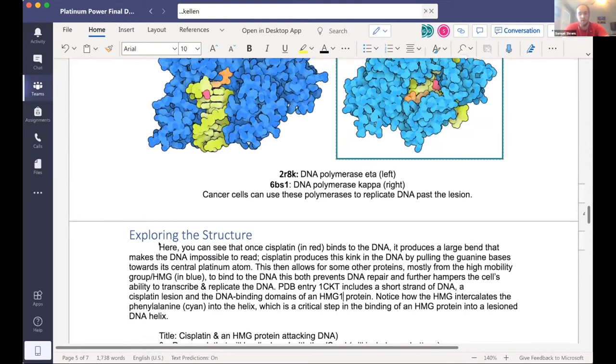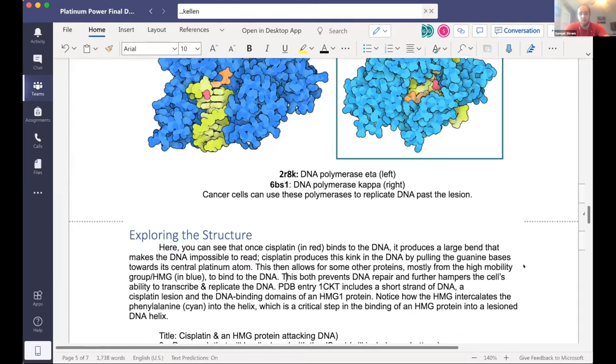So in the JMOL, I try to show that once the cisplatin, shown in red, binds the DNA, it produces a large bend that makes the DNA impossible to read. Cisplatin produces this kink in the DNA by pulling the guanine bases towards its central platinum atom. This then allows some other proteins, mostly from the high mobility group, HMG in blue, to bind to the DNA. This prevents both DNA repair and further hampers the cell's ability to transcribe and replicate the DNA.